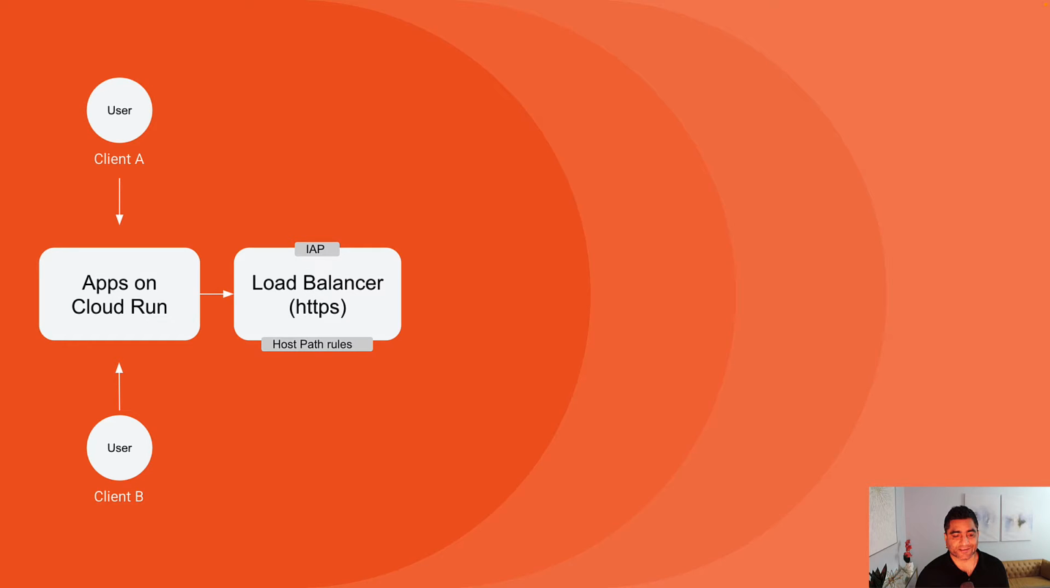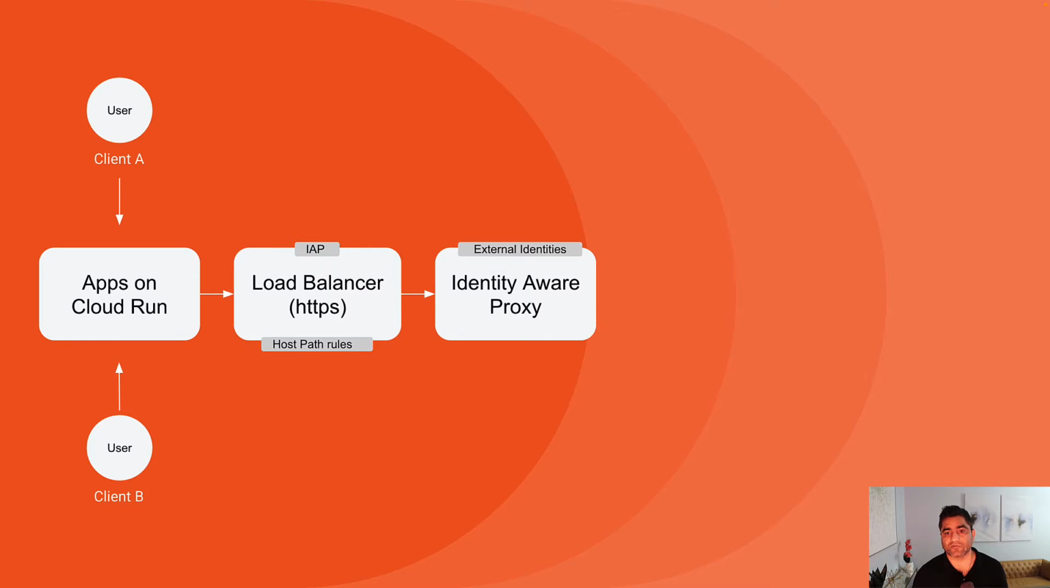There are two reasons essentially to put a load balancer in place. First, it will allow us to use Google's Identity-Aware Proxy. And second, it can help us leverage host path rules, where we can say /login or /private pages should go for authentication, and the rest of the pages should be accessible to anyone. Now on top of the load balancer, we will have Identity-Aware Proxy, and Identity-Aware Proxy has native support for Google IAM or Google identities.